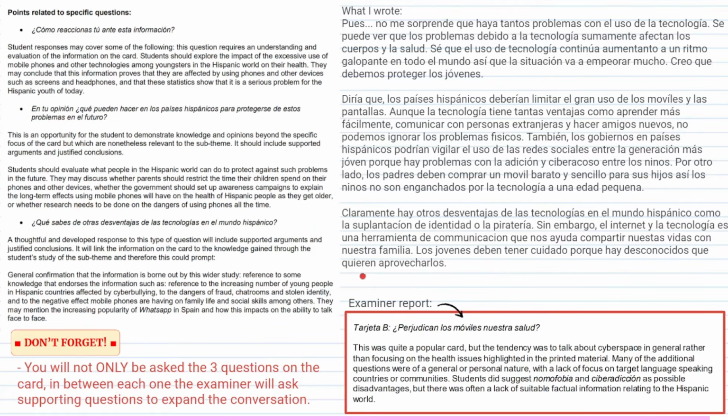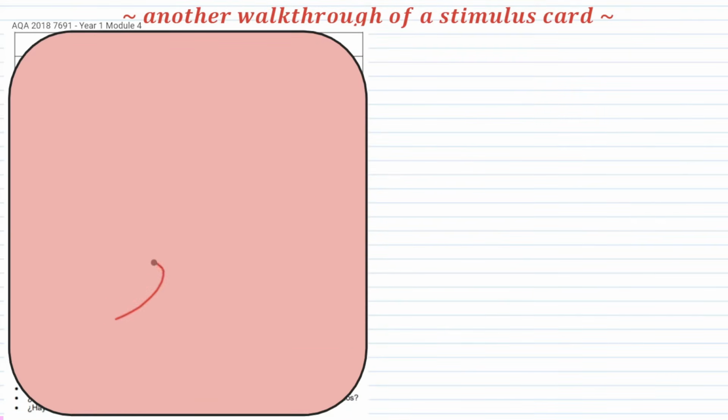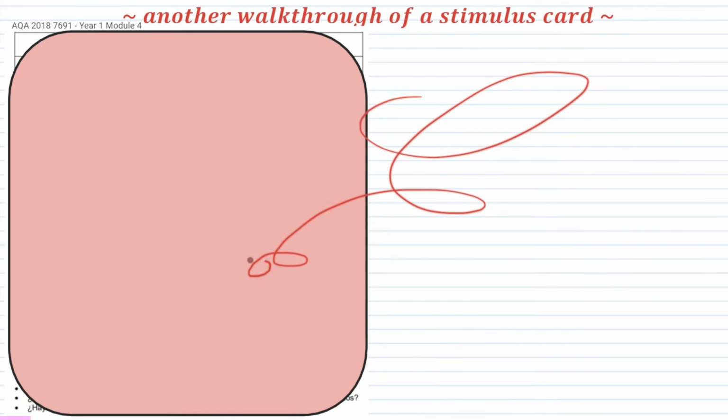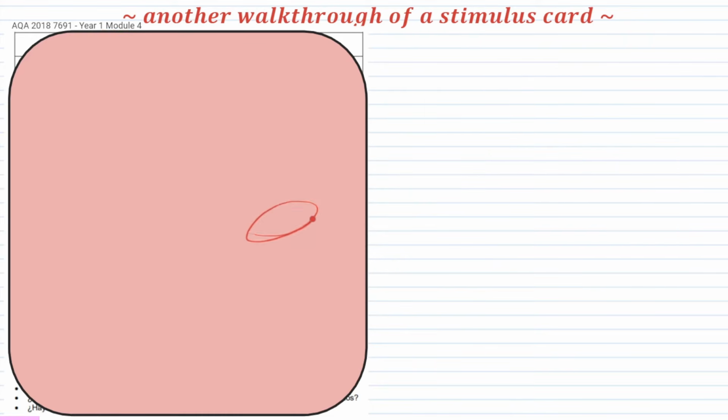Okay, let's move on to one more stimulus card. Vale, here is one from the AS paper. It's about Module 4, La influencia de los ídolos. Just like last time, I will read through it, make a few notes, and then write my answer.